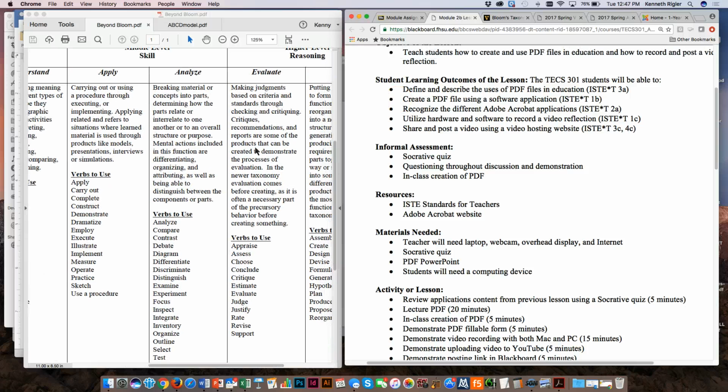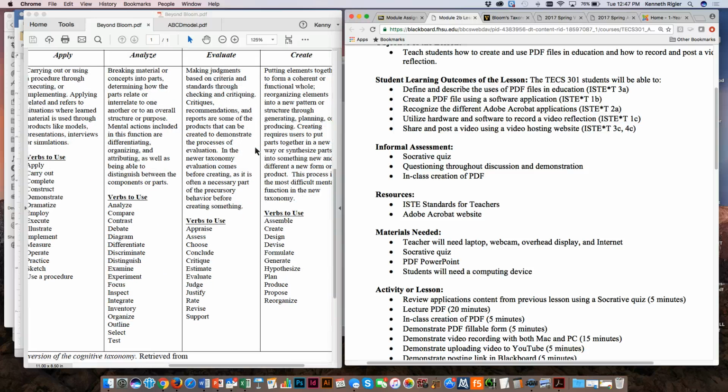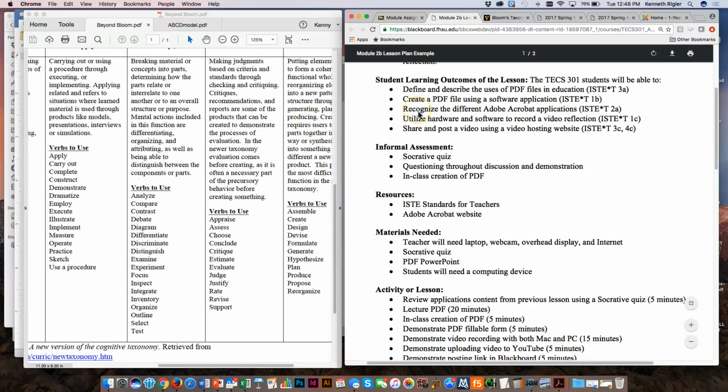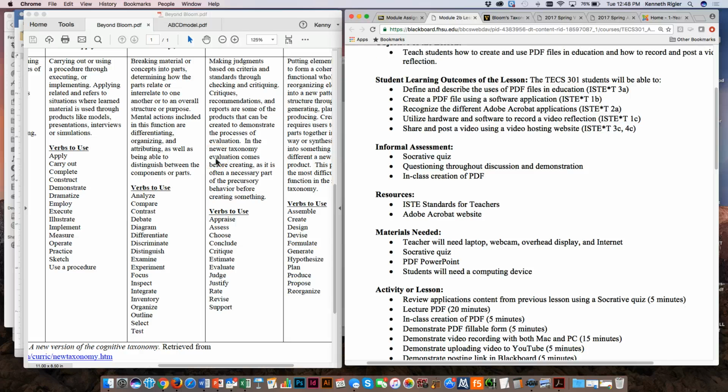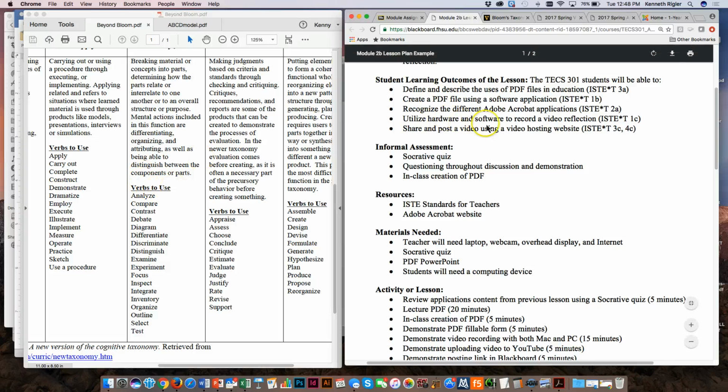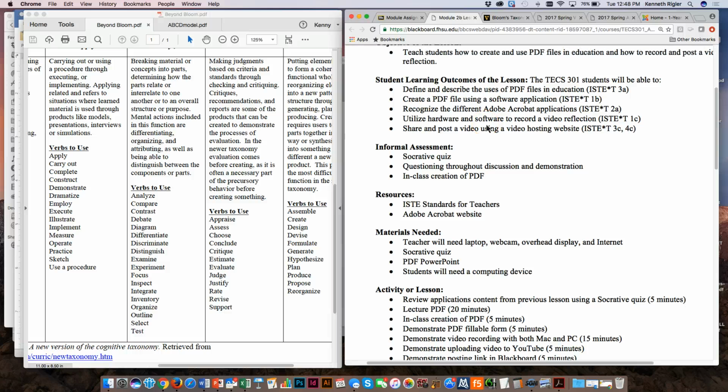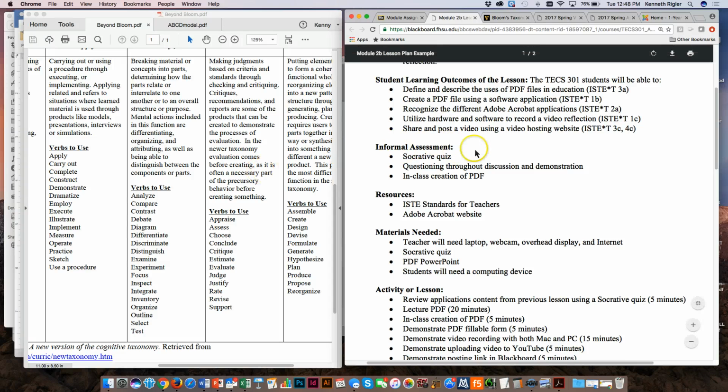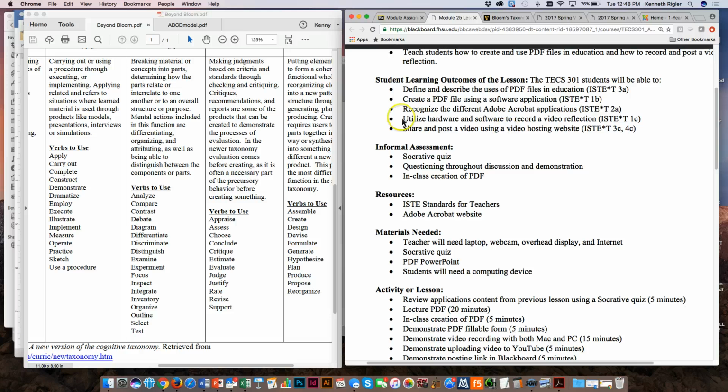You're actually going and you're doing something. You have to use things, apply things, and create something. Okay, recognize different Adobe Acrobat applications. Recognize is really just low, that you can recognize and be able to identify. Utilize hardware and software to record a video reflection. Are you using applications? Are you creating things? Okay, so it's kind of a middle to upper level where you are applying the information. Share and post a video using a video hosting website. Okay, that'd be middle to upper as well. So as part of your lesson, you want to try to have a balance between those.